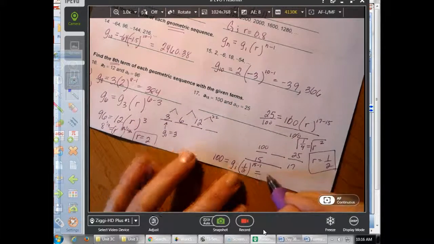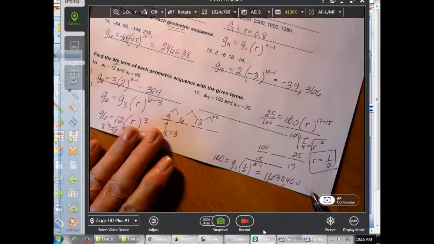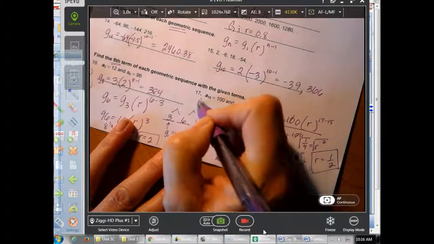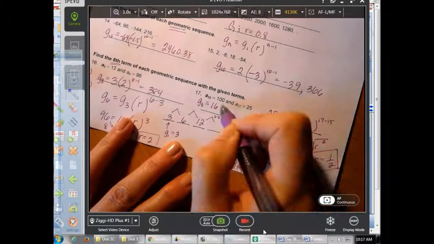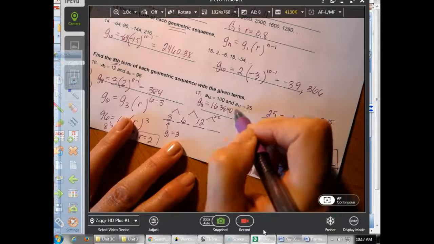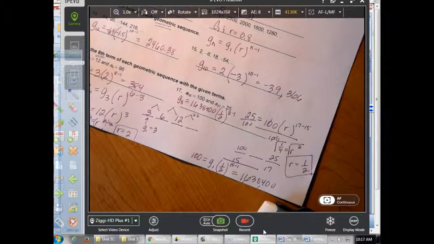So I'm actually starting with G sub 1 of 1,638,400. And I want the 8th term, so G sub 8 is going to be the first term, and then I have my common ratio of 1/2, and I raise that to the 8 minus 1. So I'm just going to take what I just got in the calculator, and I'm going to multiply that by 1/2 raised to the 7th power.